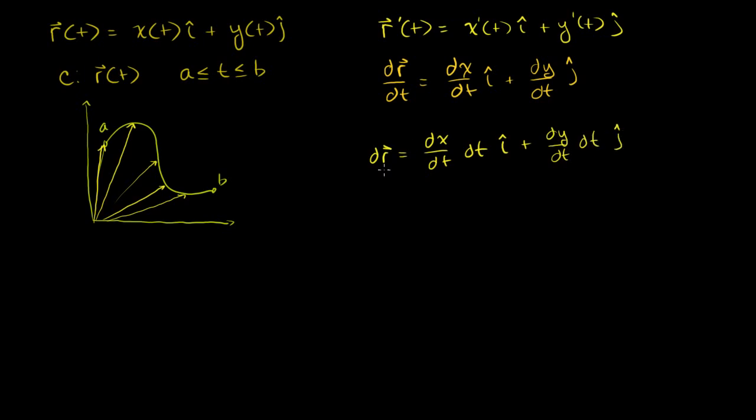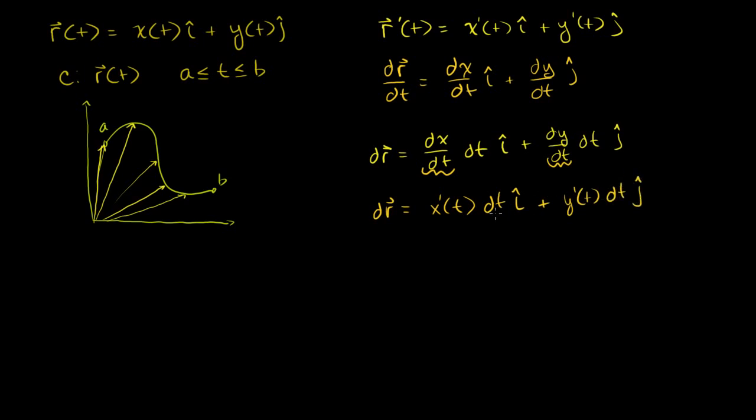Or we could rewrite this in all of the different ways that one can rewrite it. You could also write this as dr is equal to x prime of t dt times the unit vector i, plus y prime of t dt times the unit vector j.